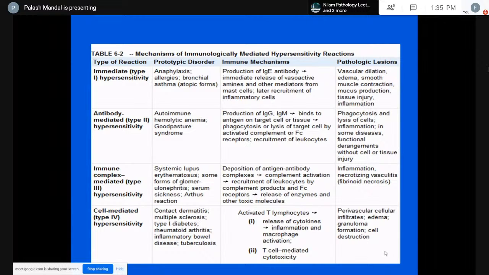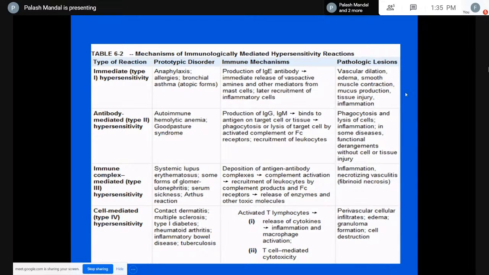So here the type 4, again I am telling you, what is happening here? The T cells are there, and here the B cells are there, which are more active. T cells are leading to release of cytokines, inflammation, macrophage activation, and the other group, that is T cell mediated cytotoxicity, leading to type 1 diabetes mellitus. And the lesions lead to granuloma formation, edema, cellular destruction, and so on.